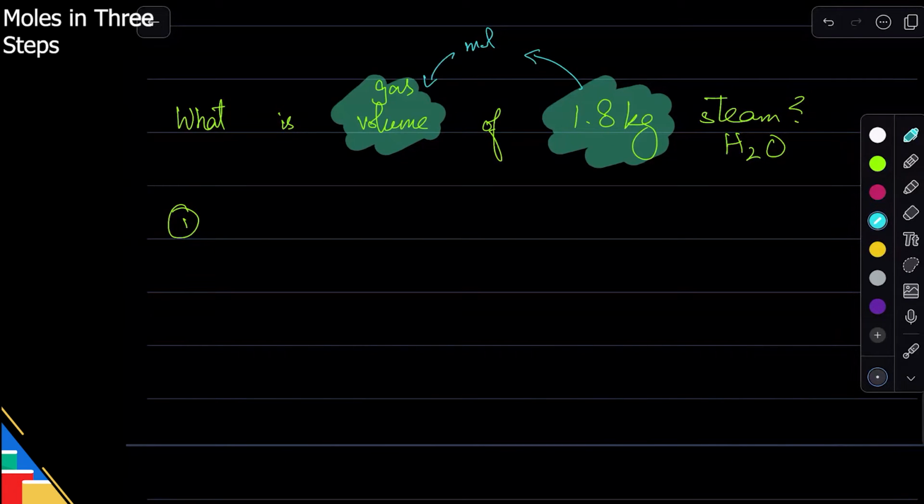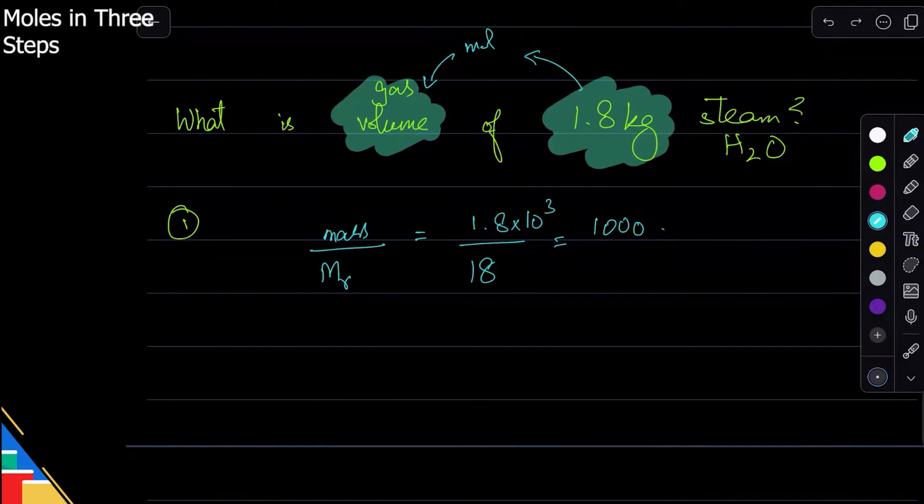So the conversion factor for mass is MR, so I divide by that. That is 1.8 over 18. The 1.8 into 1000, because it is in kilos, I need to convert it to grams. So that is 1000 grams. Oh, sorry, 1000 moles. Once I have moles, I can find the gas volume using a conversion factor.